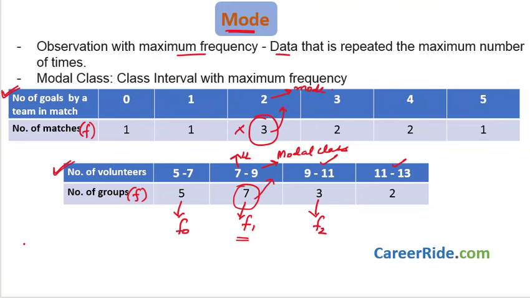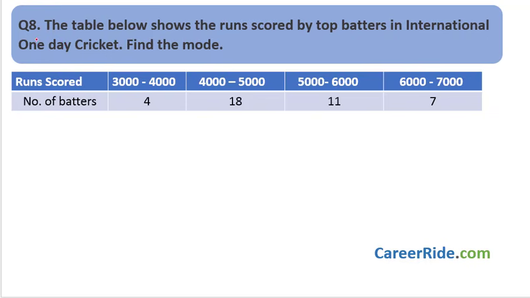And what is the range of this modal class? The range of this modal class is 9 minus 7, that is equal to 2. These are certain things that you must bear in mind because you will require them to solve the questions. If you need, you can pause the video here and take a good look at the screen. So now let us see this question.